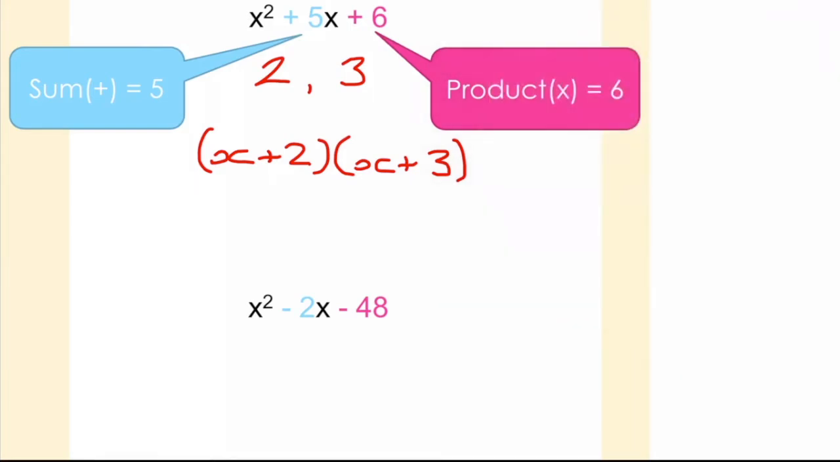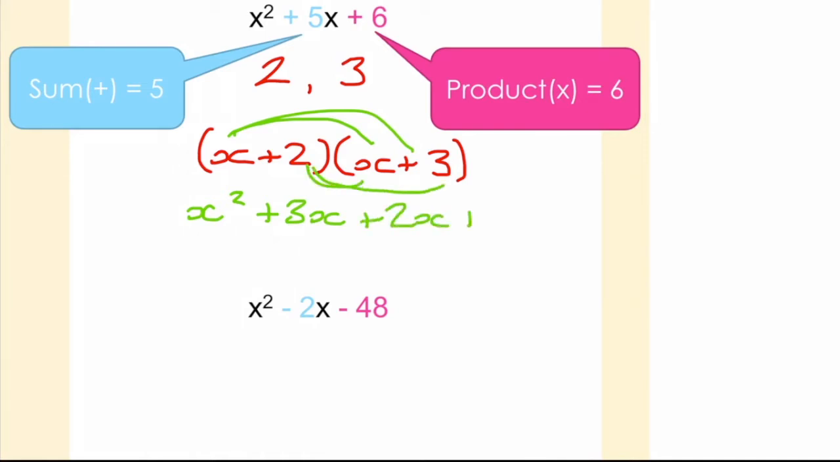And you can do this by expanding, because factorising and expanding are the opposites, they'll take you back to one another. So x times x gives you x squared, x times 3 is 3x, 2 times x is 2x, and 2 times 3 is 6. Collect those two together and we get x squared plus 5x plus 6, which was what we started with. So you know you've done it correct.